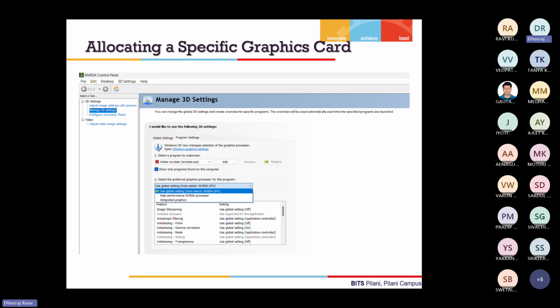So this is one of the settings available within the Windows operating system through the NVIDIA control panel. You can see here, I can choose an application, say Adobe Acrobat, and I can see which particular graphics to be utilized, whether NVIDIA or integrated graphics. So this is your integrated, or you can choose high performance NVIDIA. When this particular application is utilized, which to choose can be decided on this NVIDIA control panel.